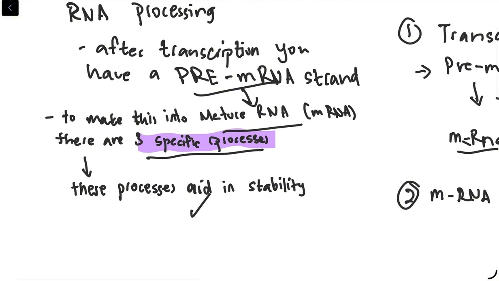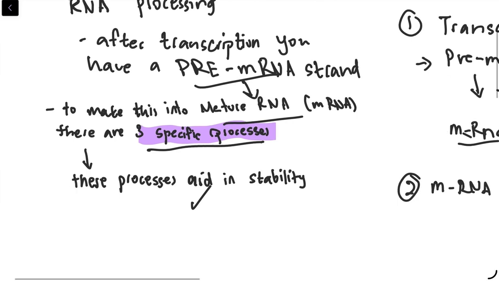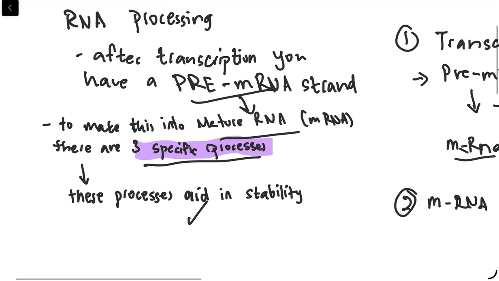So like I've written here, after transcription you have a pre-mRNA strand. To turn this into mature RNA, there are 3 specific processes that occur. These processes aid in stability, as well as the fact that pre-mRNA cannot directly be translated because it contains unnecessary sections that we have to cut out. It also lacks the ability to move about freely. It lacks the protective structures that it needs. So all of these things aid in stability.